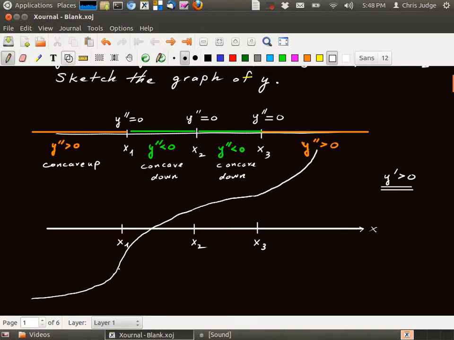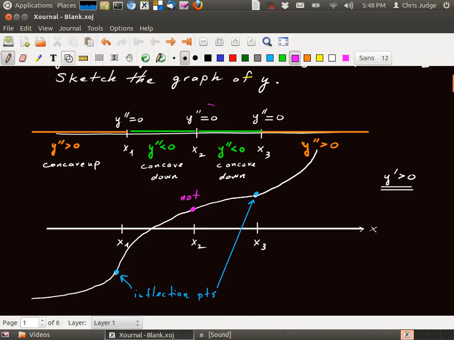The information given in this chart tells us that for x1 and for x3, we have inflection points because that's where the concavity changes. We started with concave up, then we become concave down. These are inflection points.